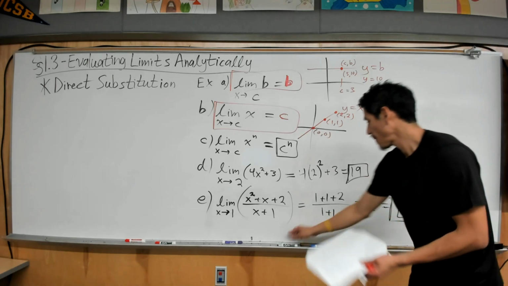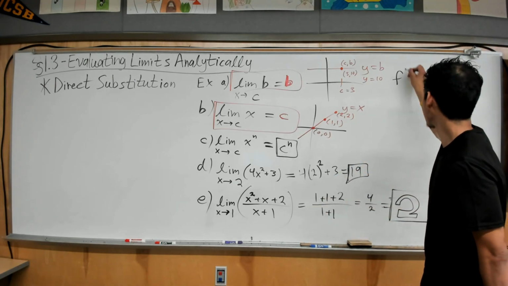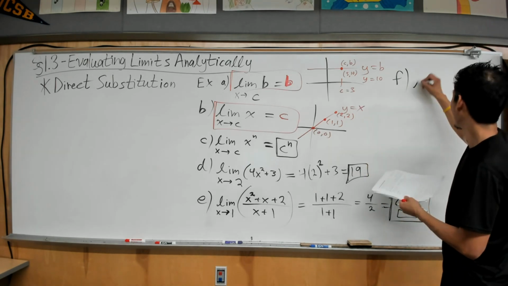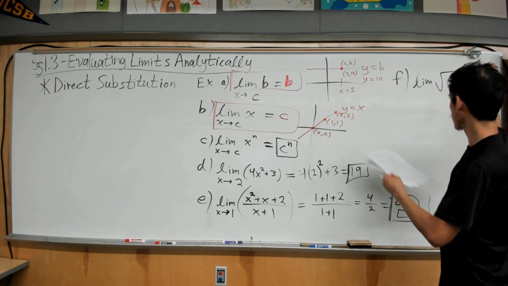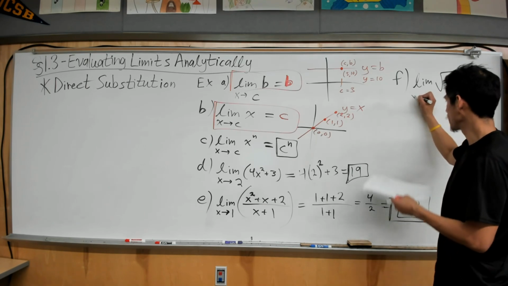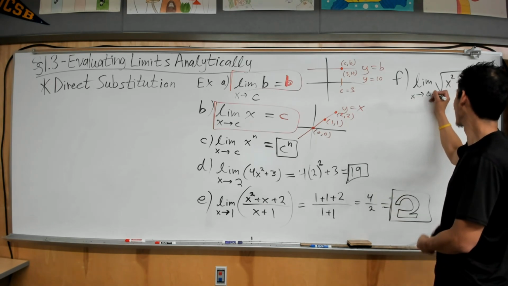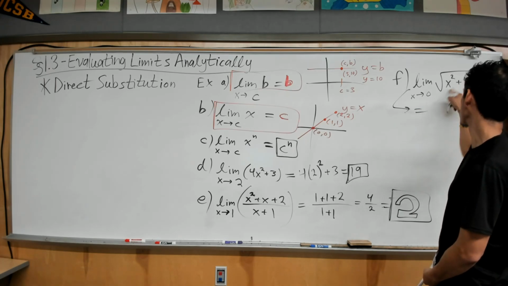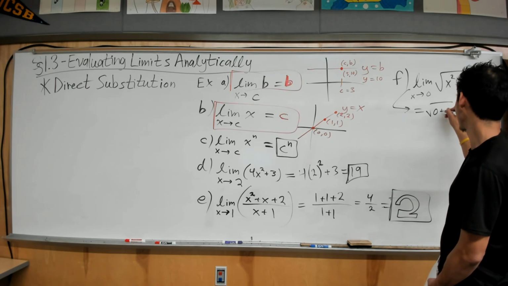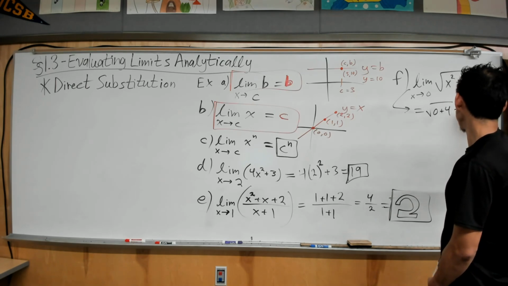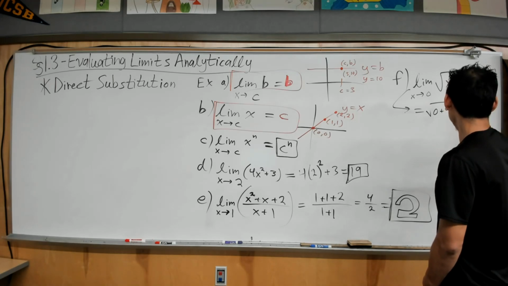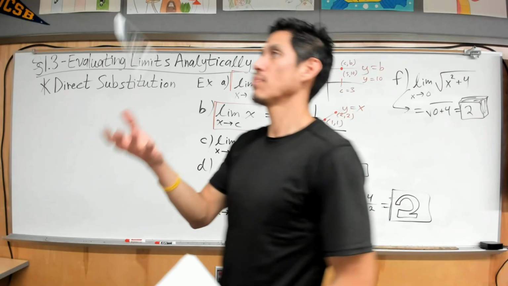F. Another marker. Here we have the limit of the square root of x squared plus 4 as x approaches 0. So substitute 0 in for x. So the square root of 0 plus 4 is the square root of 4. That is just 2. All right, there we go. Simple.